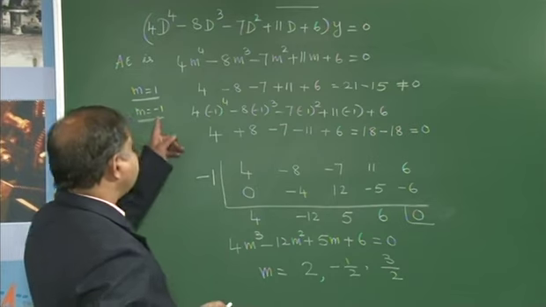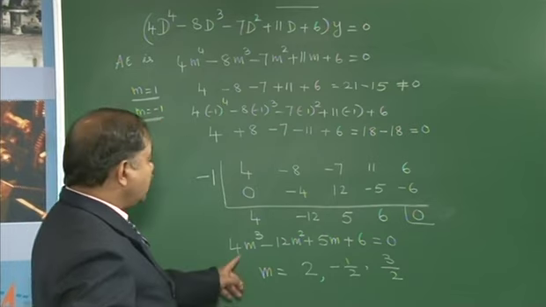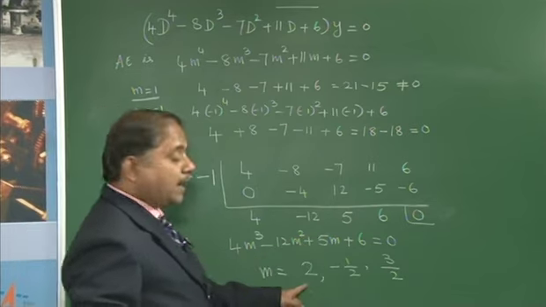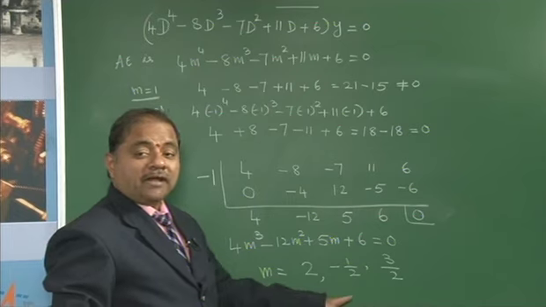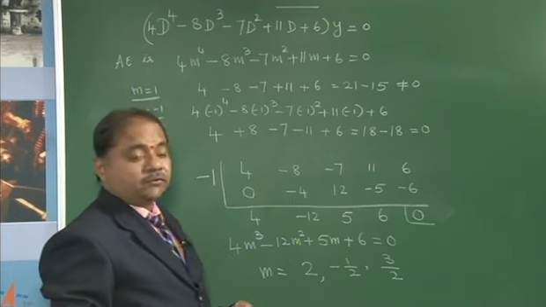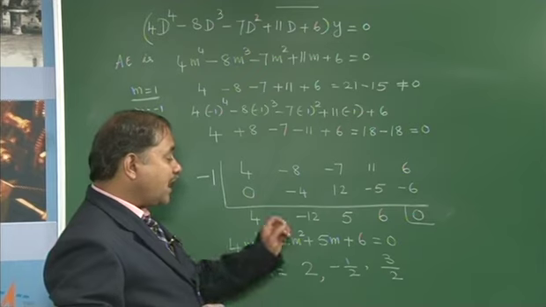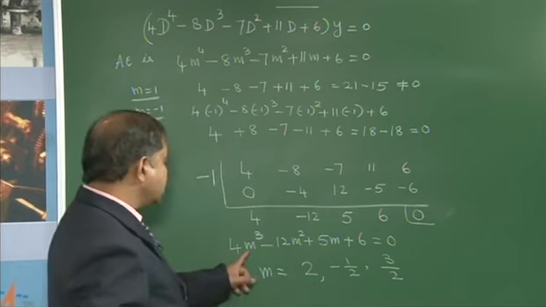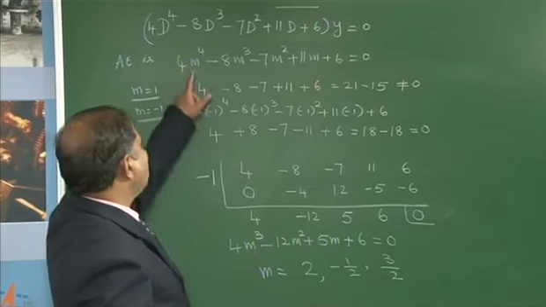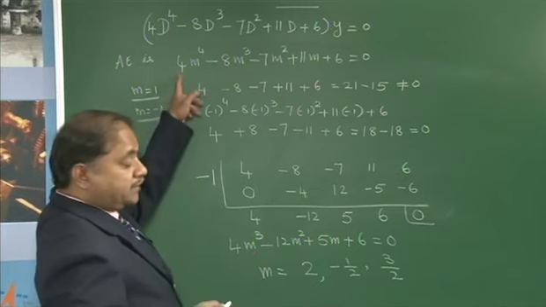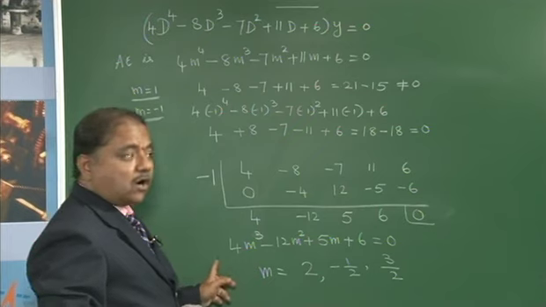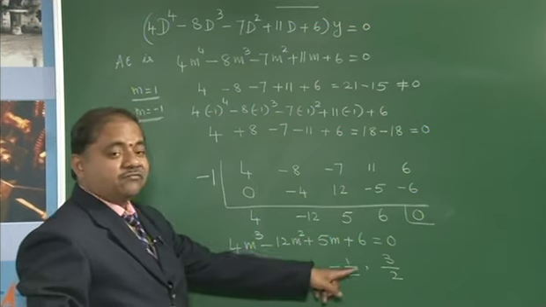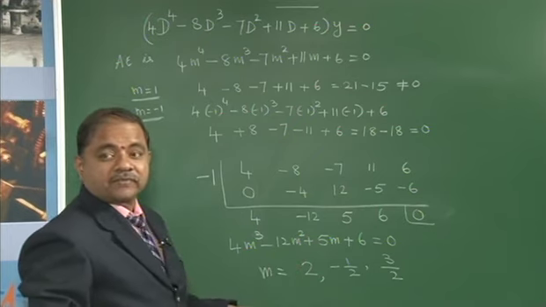Already I got m is equal to minus 1 as a root. Now, it is a cubic equation. I will get 3 roots, 2, minus 1 by 2 and 3 by 2. One clarification here: why do we get the fractional roots? Because the m cube coefficient, or m⁴ coefficient, is not 1. If it is not 1, you will get fractional roots.